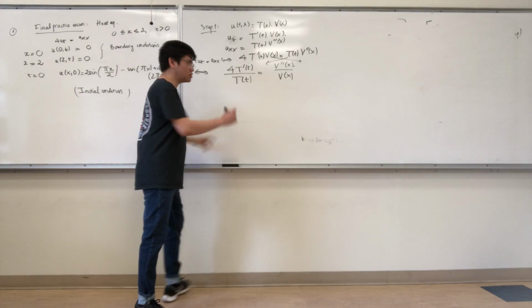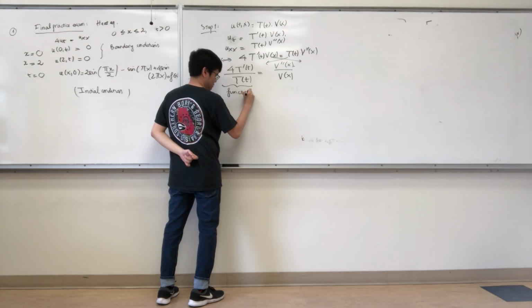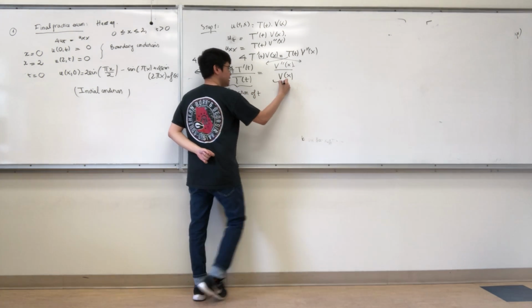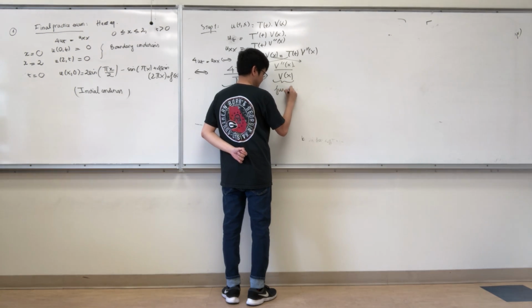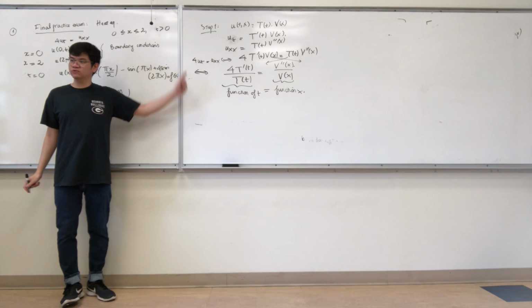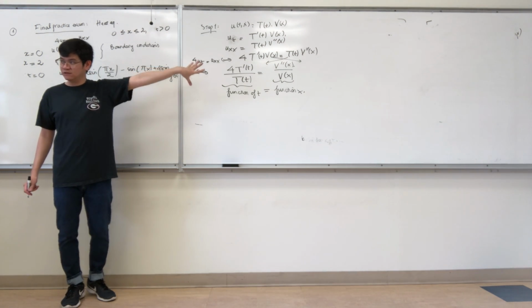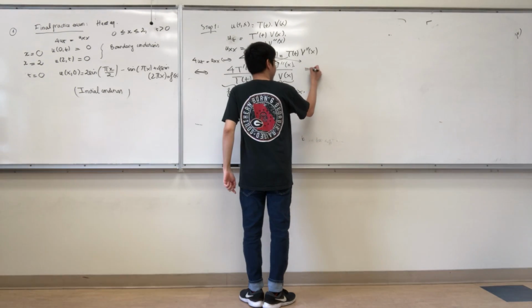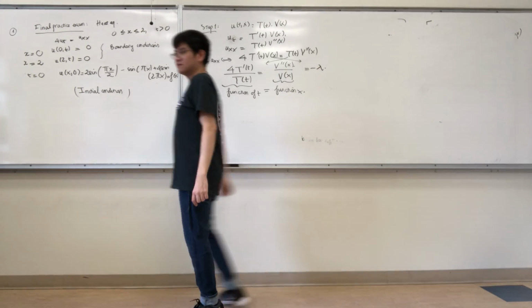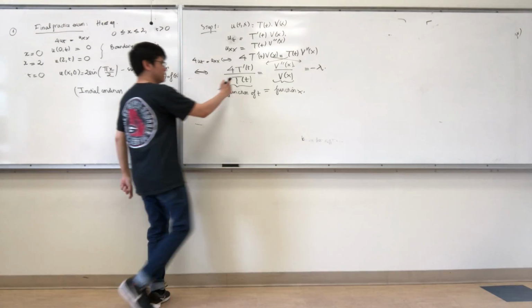So this is a function of t, and this is a function of x. And a function of t is equal to a function of x, which means that this is a constant. I'm going to put this to be minus lambda, right? In the solution I put it to be lambda, but this is the same, right?